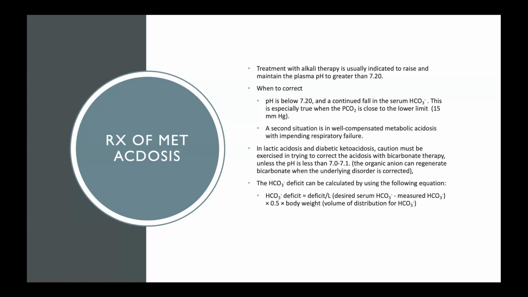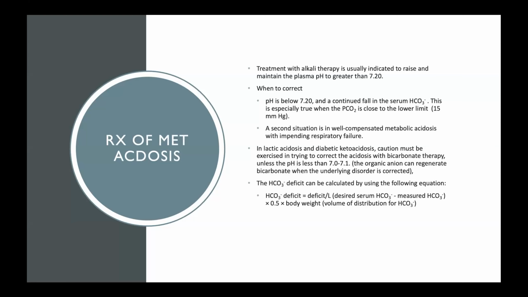The second situation: a well-compensated metabolic acidosis with impending respiratory failure. If there is continuous falling of bicarbonate and the pH reaches 7.2, then you consider treating with bicarbonate. Otherwise, the patient goes into respiratory failure. In lactic acidosis and diabetic ketoacidosis, caution must be exercised if you try to correct the acidosis with bicarbonate therapy, unless the pH is closer to 7. Otherwise, what will happen?